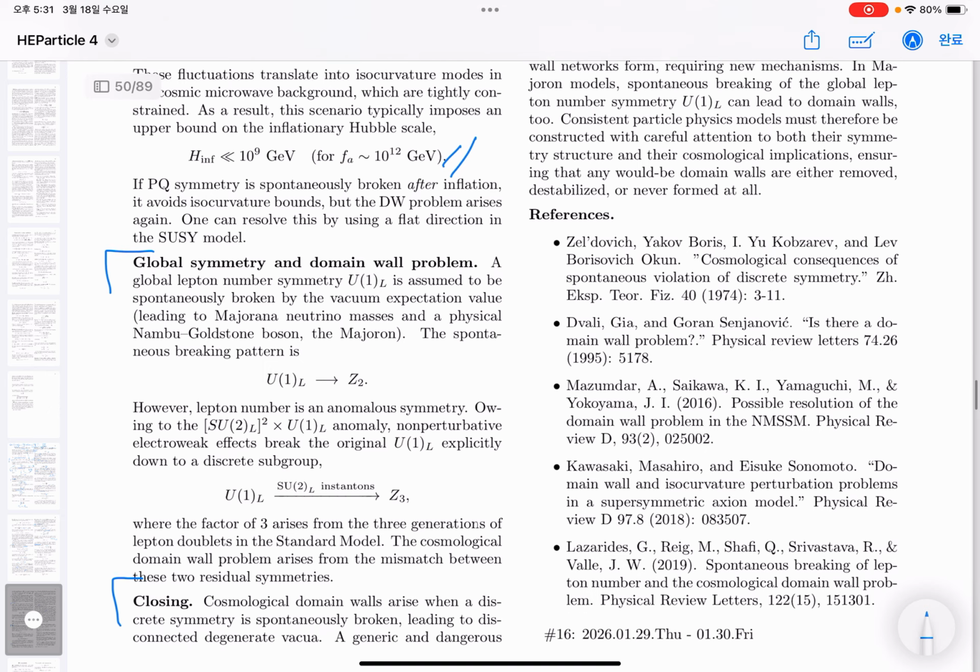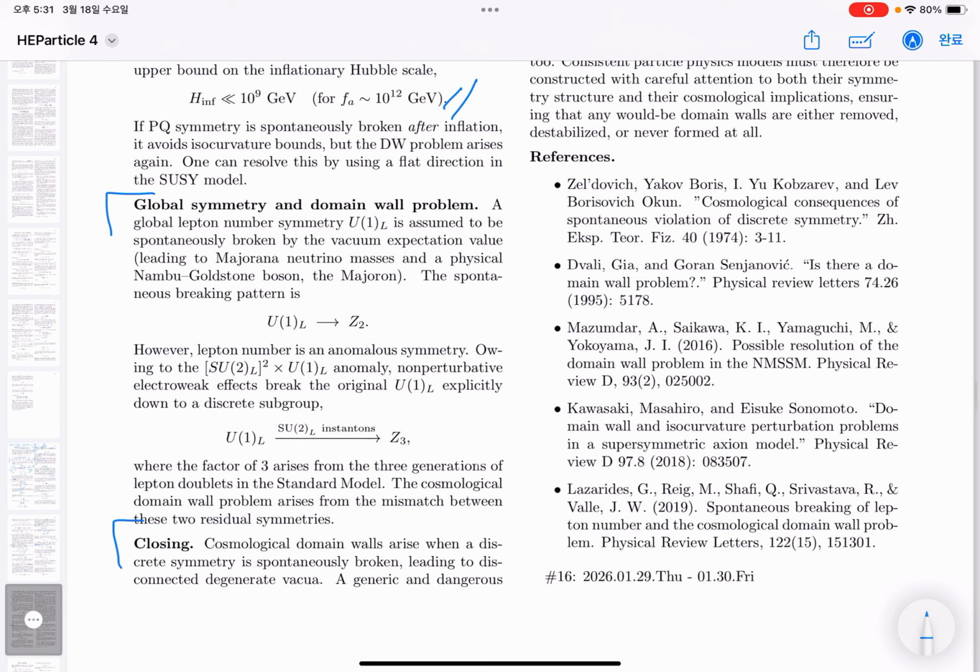Some models and considerations are based on the following references. First of all, the first two papers are just historical papers for the domain wall problem, and the following papers discuss some resolutions for the domain wall problems in the NMSSM and axion models, and some possible domain wall problems in lepton number.